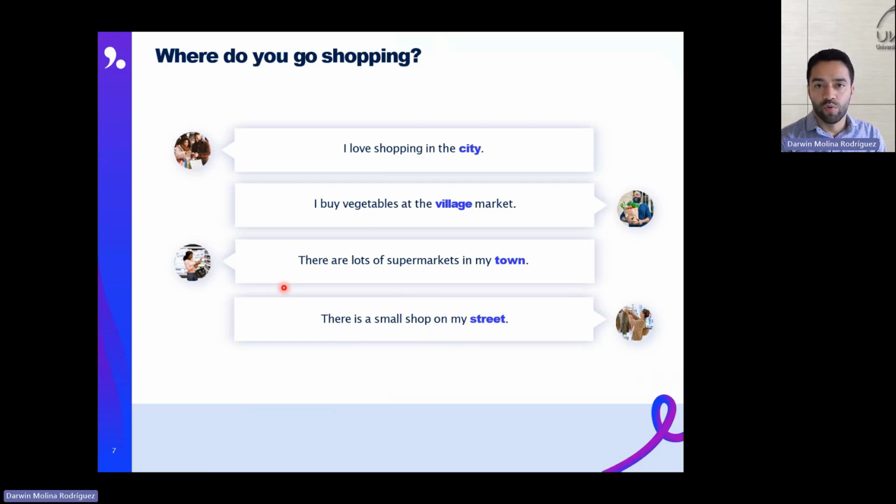Supongamos que yo voy a describir mi casa. Yo digo, hay una ventana. There is a window. Hay dos televisores. There are two TVs. Entonces es importante que utilicemos el there is cuando describimos una cosa y there are cuando hablamos en plural y describamos varias.